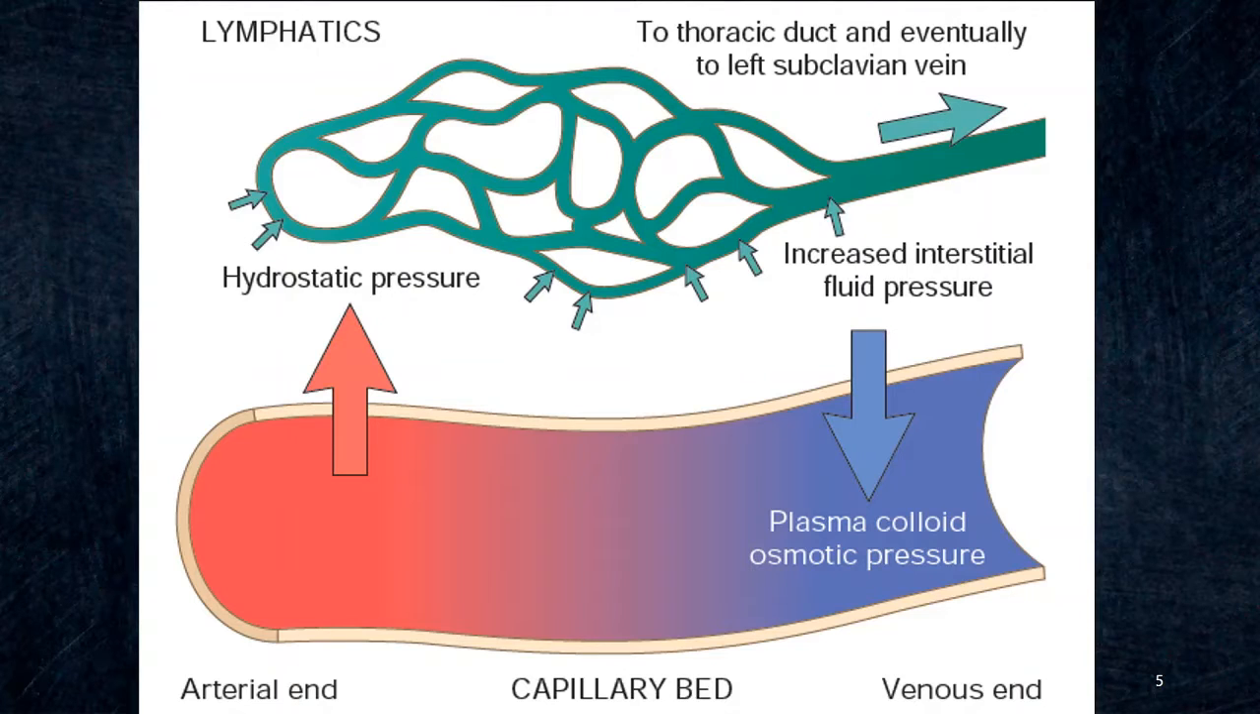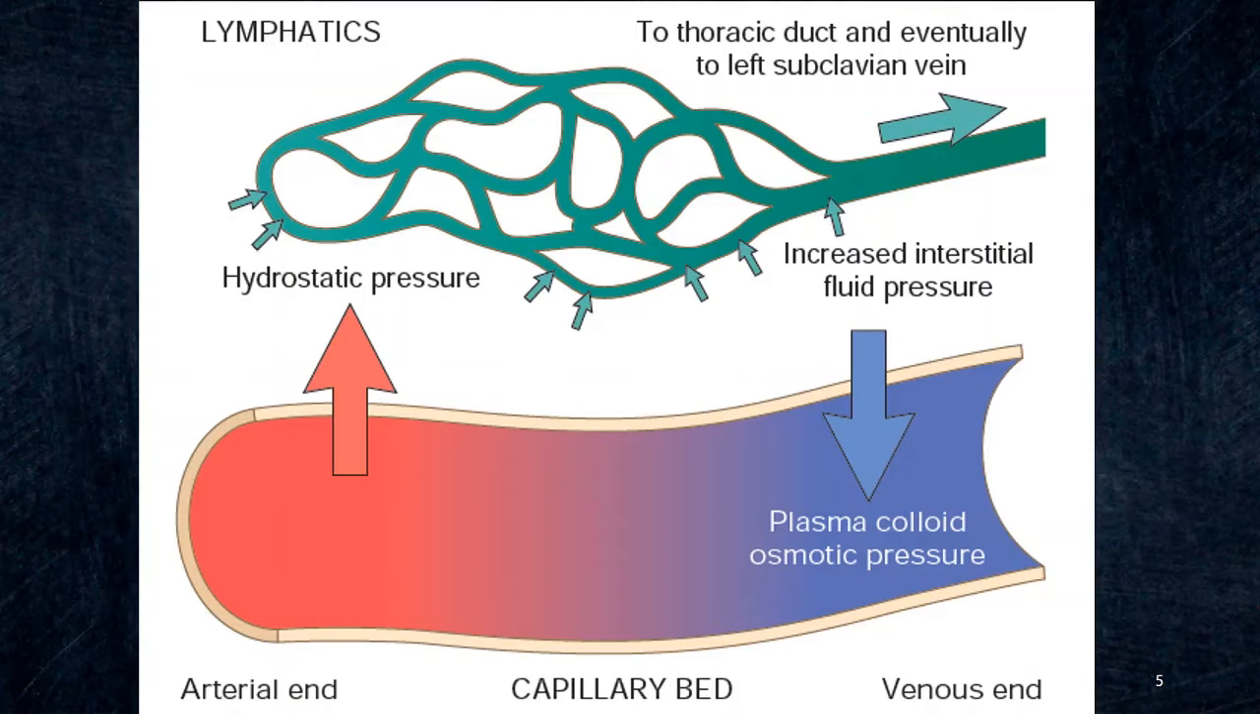There is a small amount of net movement of fluid into the interstitium. Then it drains into the lymphatic vessels, then the thoracic duct, then ultimately returns to the bloodstream. So, these two pressures are nearly balanced in normal physiologic conditions.